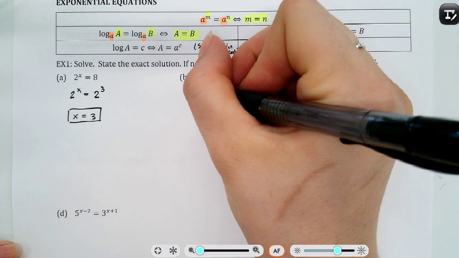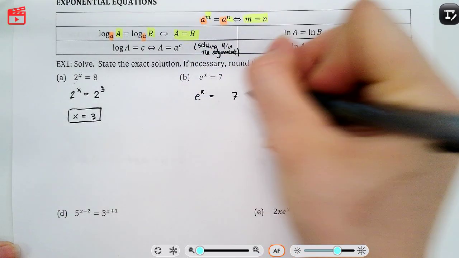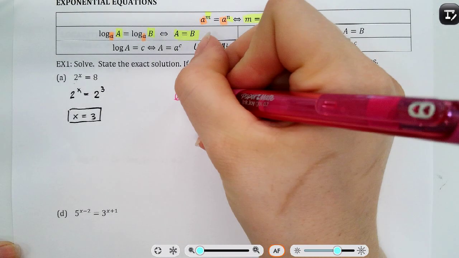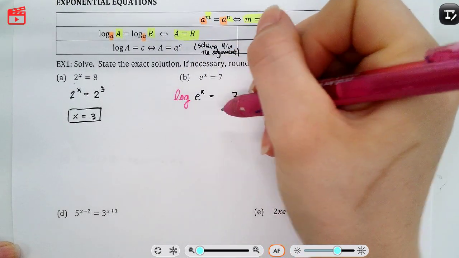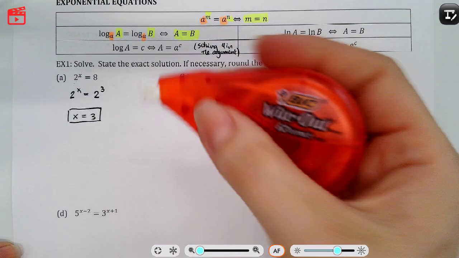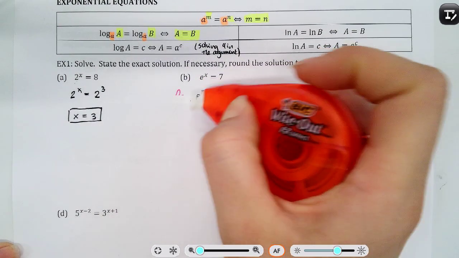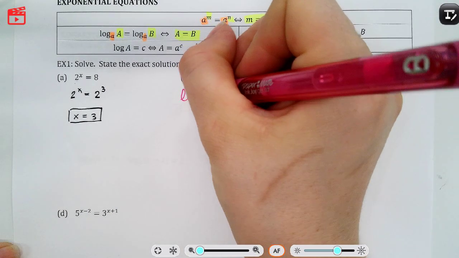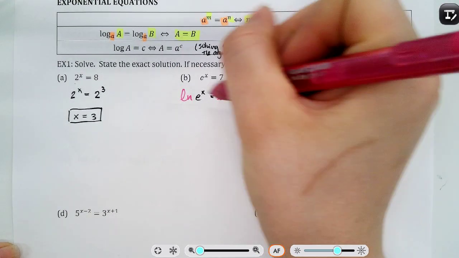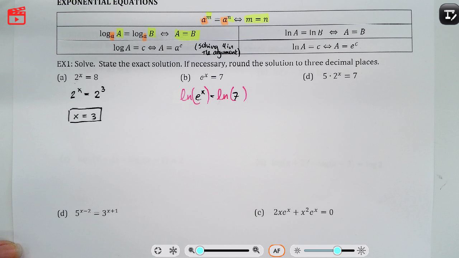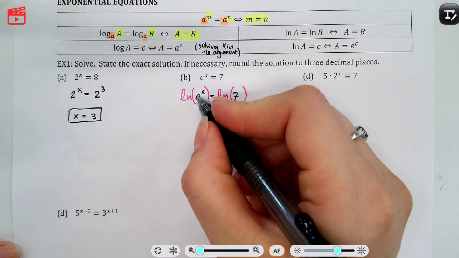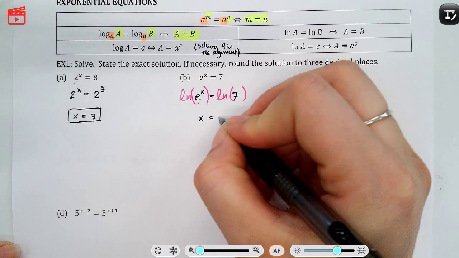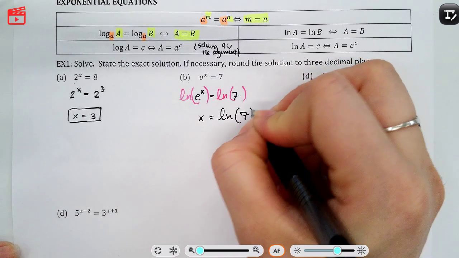Okay, so let me rewrite this real quick. I'm going to take the natural log of both sides. Natural log of both sides. When we do that, this will cancel out with the base of e, and I'm left with x equals natural log of 7.